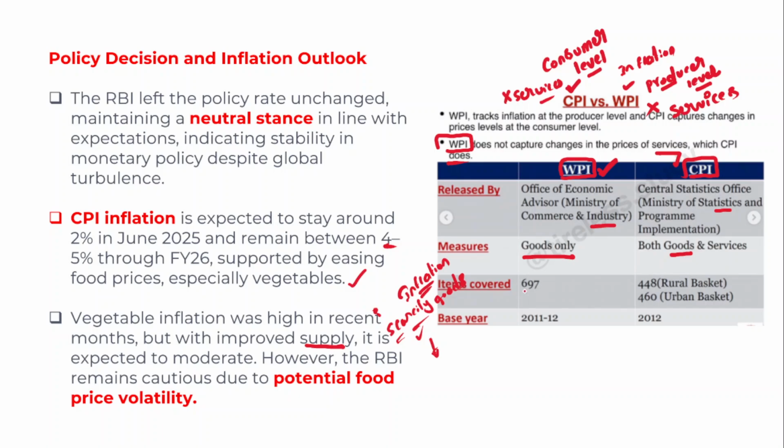And the wholesale price index covers 697 items, and the consumer price index covers 448 for the rural basket and 460 for the urban basket. The wholesale price index base year is 2011-12 and the consumer price index base year is 2012. So this is the basic difference between the wholesale price index and the consumer price index.